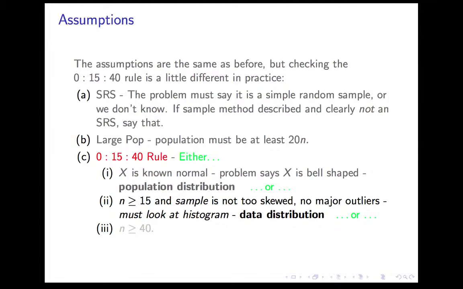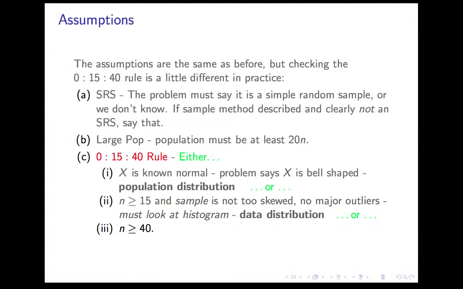What you can do, the second assumption, remember n has to be at least 15, and your variable has to be not too skewed with no major outliers. It turns out, by the magic of statistics, that if n is at least 15, then high amounts of skewness in the population distribution will almost always show up in the data distribution. Okay? So, in case 2, if you don't have a large sample, if it's not more than 40, and you're not told that it's normal, then you look at whether the sample size is at least 15, and if it is, then you look at the histogram. And then, if the histogram is not too skewed, you've met the assumption.